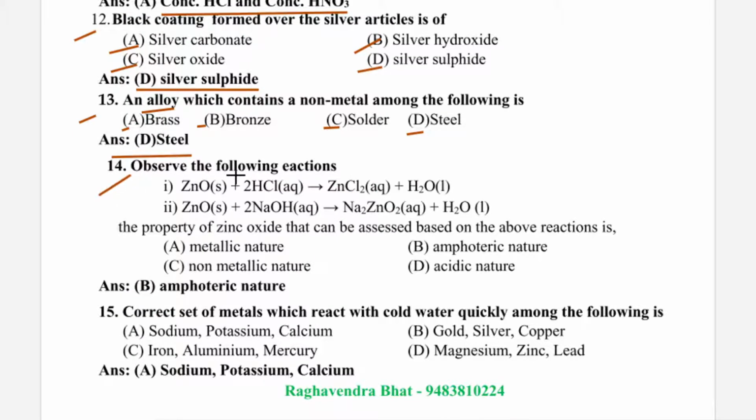Question number 14. Observe the following reactions. The first one is ZnO plus 2HCl gives ZnCl2 plus H2O. And another one is ZnO plus 2NaOH gives Na2ZnO2 plus H2O. The question here is, the property of zinc oxide that can be assessed based on the above reactions is. Options are A, metallic nature. B, amphoteric nature. C, non-metallic nature. D, acidic nature. The correct answer is option B, amphoteric nature.